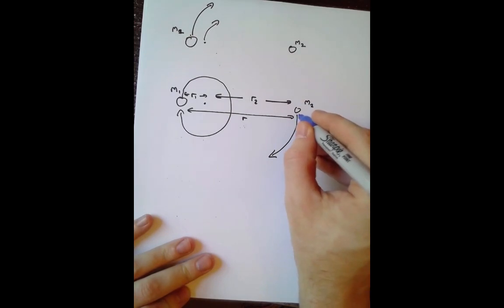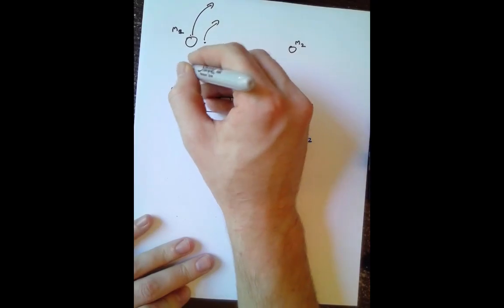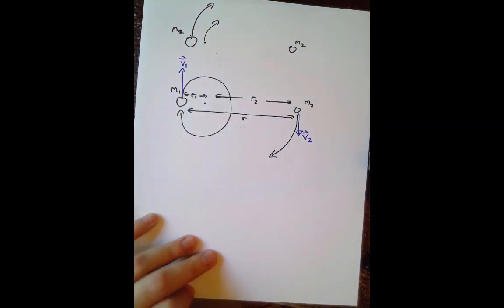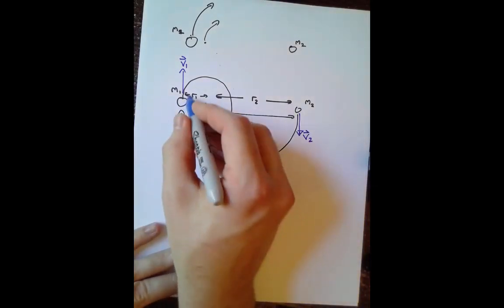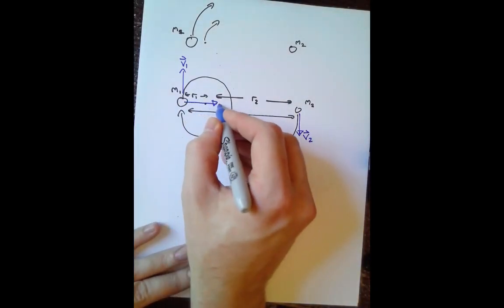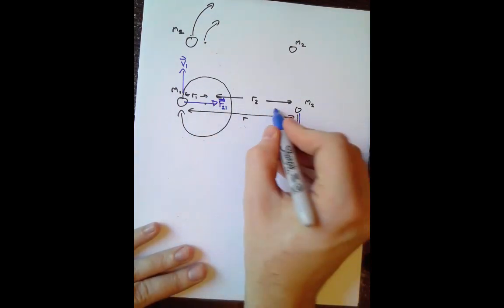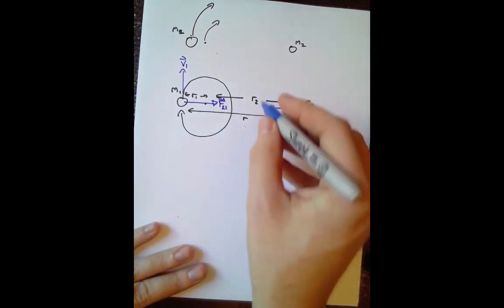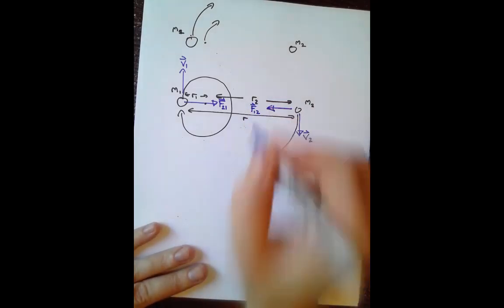Let me label the velocities of these two objects. So let's say this is V2, this is V1. And let me also label the forces they are exerting on each other. So mass 2 is pulling on mass 1 with a force, let's call it F21. And by Newton's third law, mass 1 is pulling on mass 2 with an equal and opposite force.